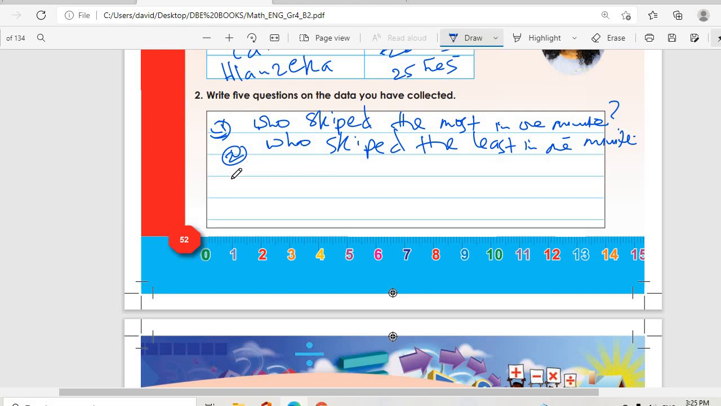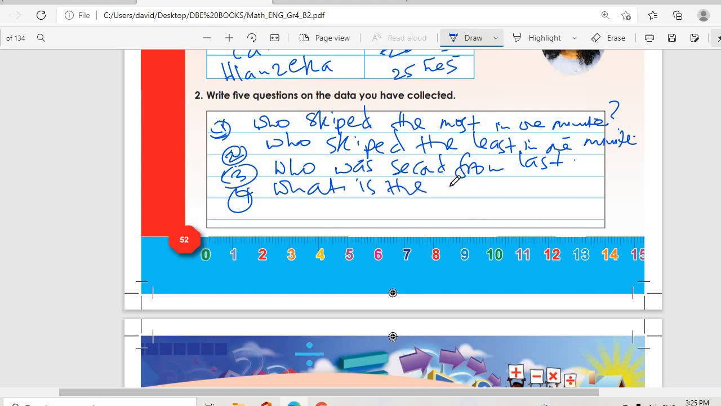Then the next one, you can say, who was second from last? Then number 4, what is the average skips per minute? On and on like that. Right, then we move on.